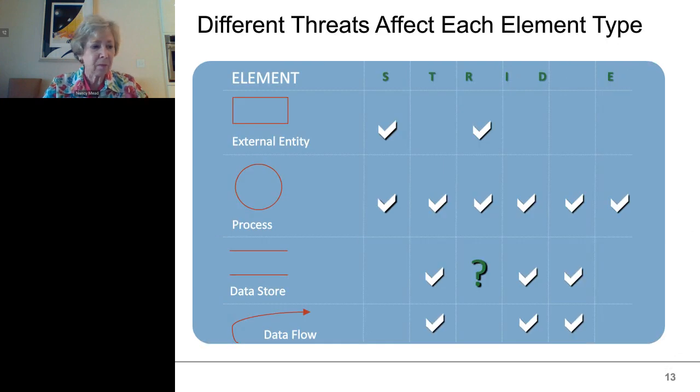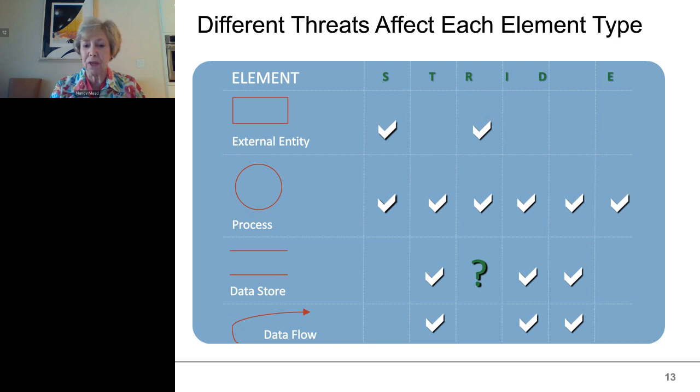So with that in mind, in a way, it's kind of a cookie cutter approach, which again makes it easier. They talk about how the different kinds of threats affect each element type. And the question mark is because data stores can occur in several different ways. And therefore, you might have to consider several different scenarios in terms of the threats that could affect them. But again, this is nicely laid out. You don't have to do any work.